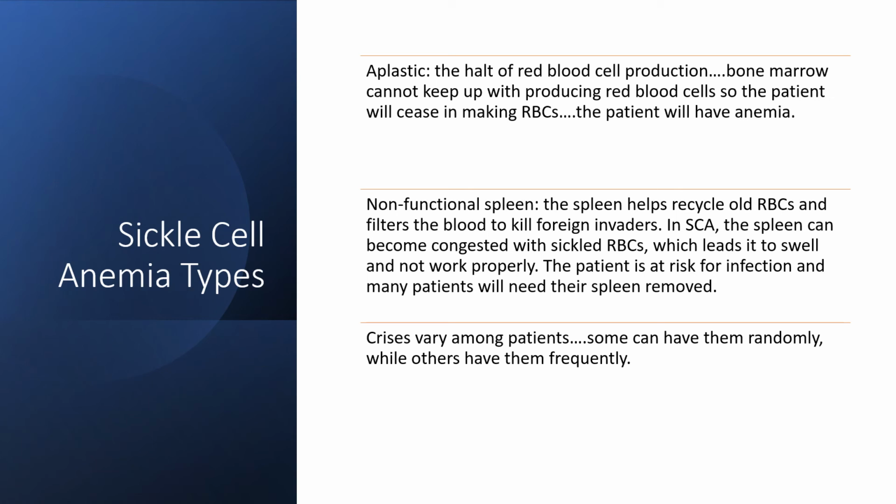Non-functional spleen. The spleen helps recycle old red blood cells and filters the blood to kill off foreign invaders. So if your spleen isn't working, you are susceptible to getting sick because you're going to be exposed to these pathogens that your spleen was previously able to help with. In sickle cell anemia, the spleen becomes so congested, and that's why sometimes you see those sicklers with their abdomen distended. It's big because of the engorged spleen, which leads to swelling, and it's not working properly. This patient is at risk for infection, and the doctors may have to remove the spleen.